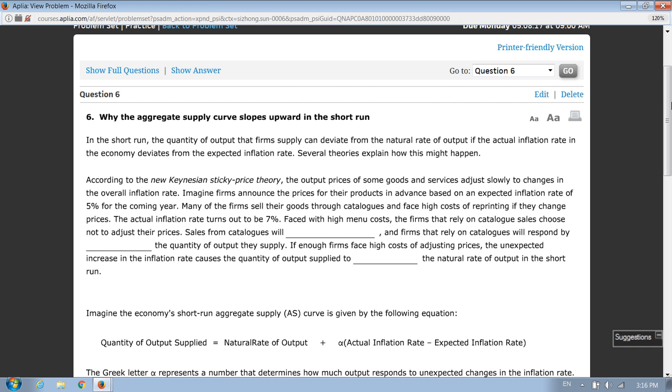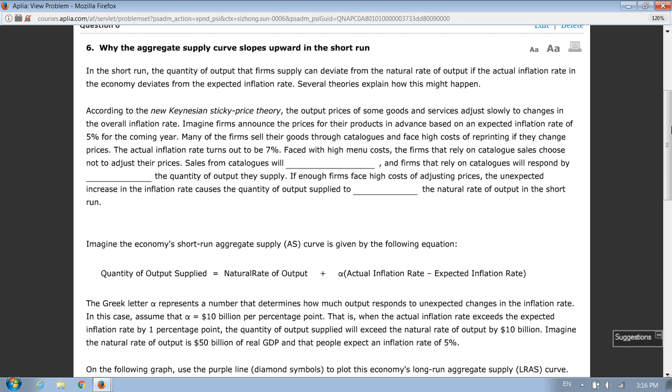While the aggregate supply curve slopes upward in the short run, the quantity of output that firms supply can deviate from the natural rate of output if the actual inflation rate in the economy deviates from the expected inflation rate. Several theories explain how this may happen.